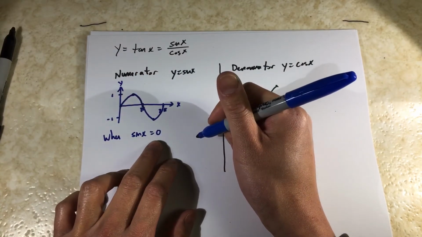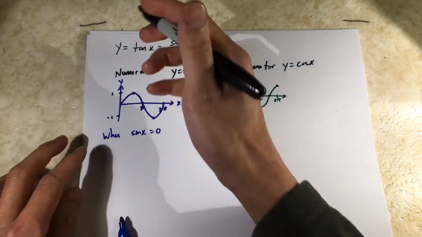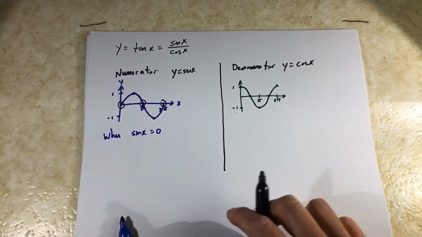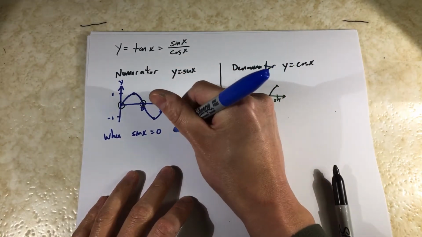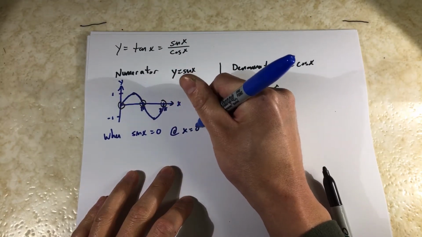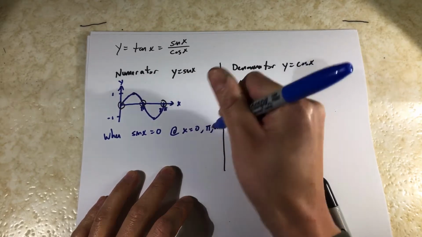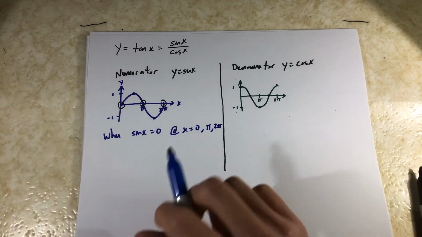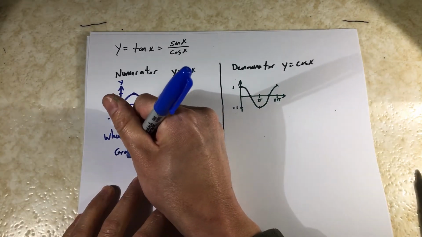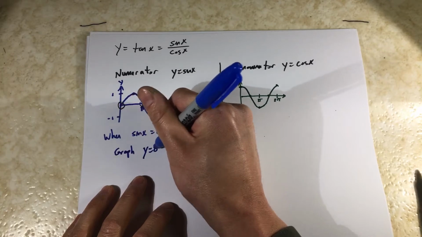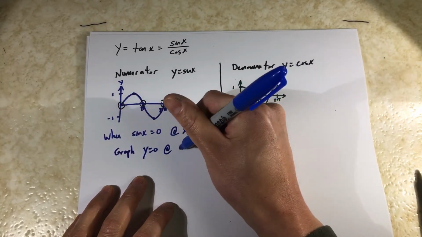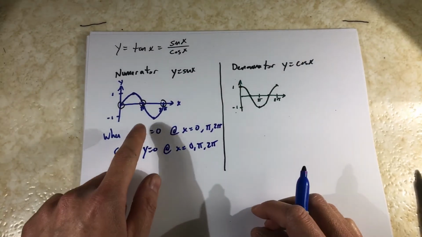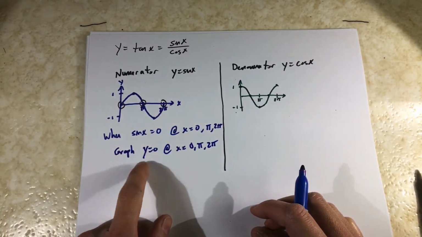So the strategy first was to figure out when the numerator equals 0. So when does sine x equal 0? Basically that's going to occur where it crosses its axis. So we have this point, and this point. So that's at x equals 0, pi, and 2 pi. So what that means for our graph is that y equals 0 at x equals 0, pi, and 2 pi. Right? So wherever the numerator is equal to 0, we're going to have zeros on our graph.